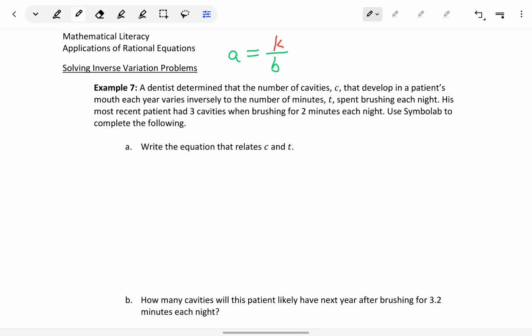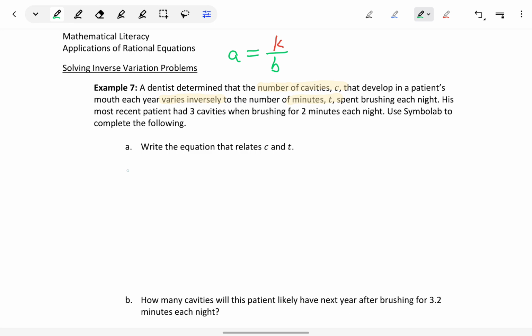In example 7, we're told that a dentist determined that the number of cavities, c, that's our first variable, our first value, that develop in a patient's mouth each year varies inversely. That's the next key piece of information we're looking for that tells us we'll use an equation of this form, to the number of minutes, t, spent brushing. That's our second value. His most recent patient had 3 cavities when brushing for 2 minutes each night. We want to use Symbolab to set up an equation for this relationship.